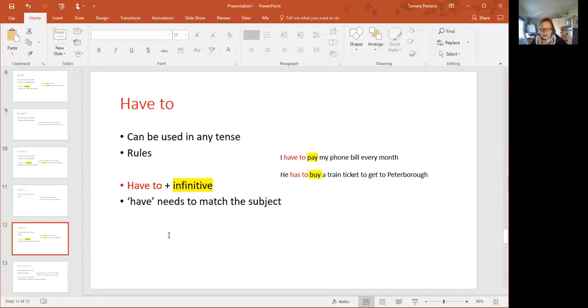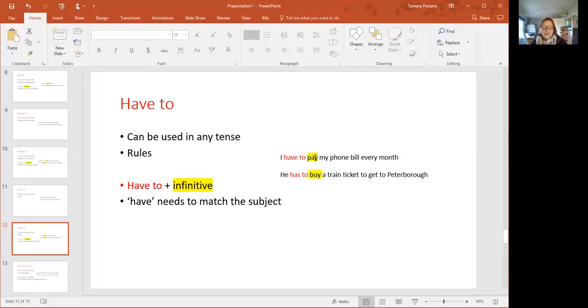So to form this, because it's not a modal verb, but we're using it like a modal verb, it behaves a little differently. So we need have to. Now have has to match the subject and the tense. So I have to pay my phone bill every month. You have to pay your phone bill every month. You can pay mine if you like. You have to pay your phone bill every month. He, she, it has to pay his, her, its phone bill every month.